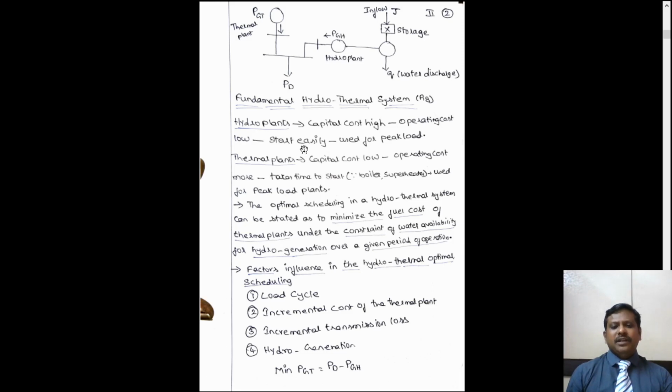Whereas in the hydro power plant, if you want the power, you just pass the water to the turbine, and the water will be discharged. You will be generating the power. And the optimal scheduling in a hydrothermal power system can be stated as to minimize the fuel cost of thermal power. This is what we discussed in the last slide. The main intention here is to minimize the fuel cost of thermal plants under the constraint of water availability of hydro generation over a given period of operation.